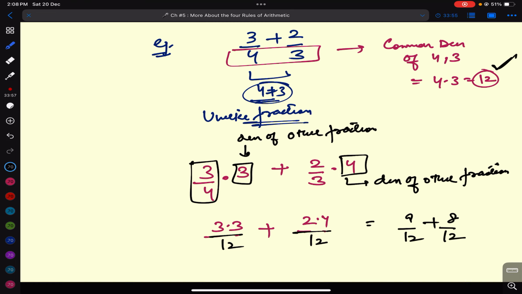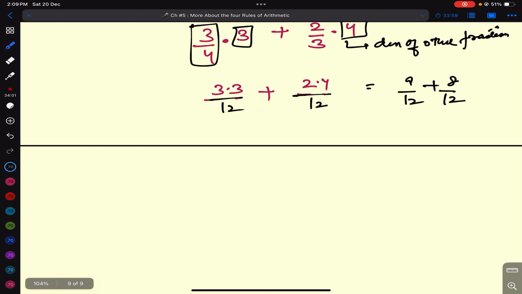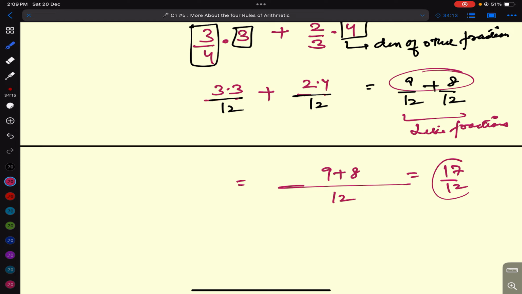plus 8 over 12. Now they are like fractions, right? They have become like fractions. Now you know the process. You keep the denominator as it is, and then you just add them. So this will be 17 over 12. That's your answer. Clear?